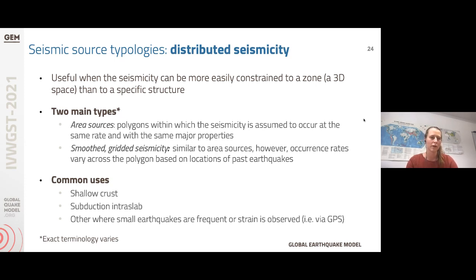Second is smoothed or gridded seismicity, which is similar to an area source, but instead of using a uniform occurrence rate across the polygon, there is smoothing based on the locations of past earthquakes so that the rates become more likely close to areas where we know seismicity occurs. So these are commonly used for the shallow crust, subduction intraslab events, and other regions where small earthquakes are frequent or where strain is observed.